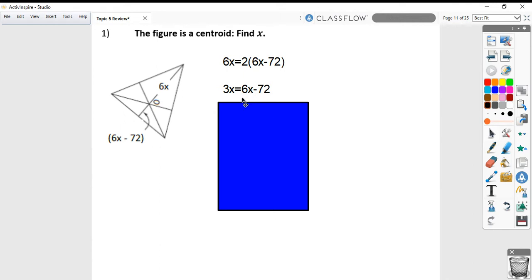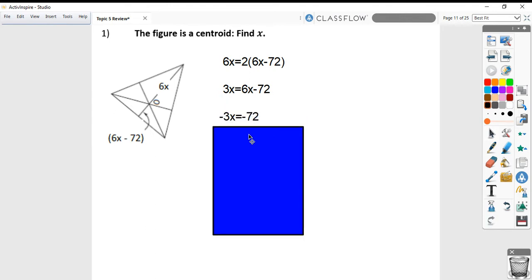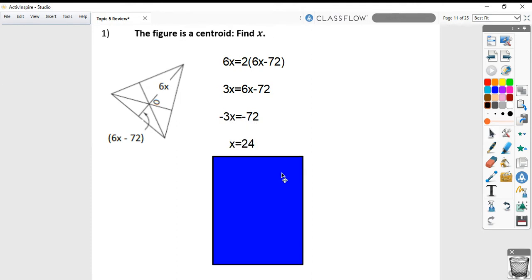Okay, we got to move all of our x's to one side of the equal sign and have all of our constants on the opposite side. So we subtract the 6x, which becomes negative 3x equals negative 72, and we divide to get the x by itself. X equals positive 24.